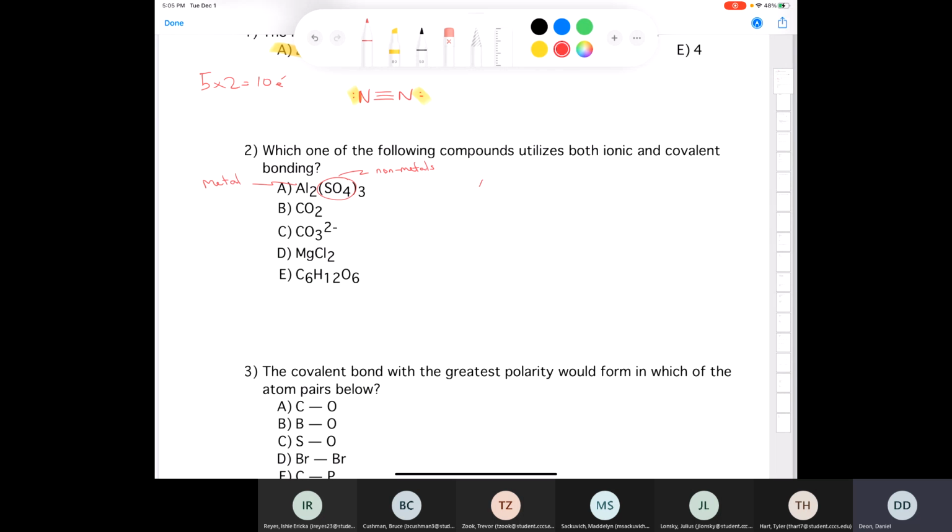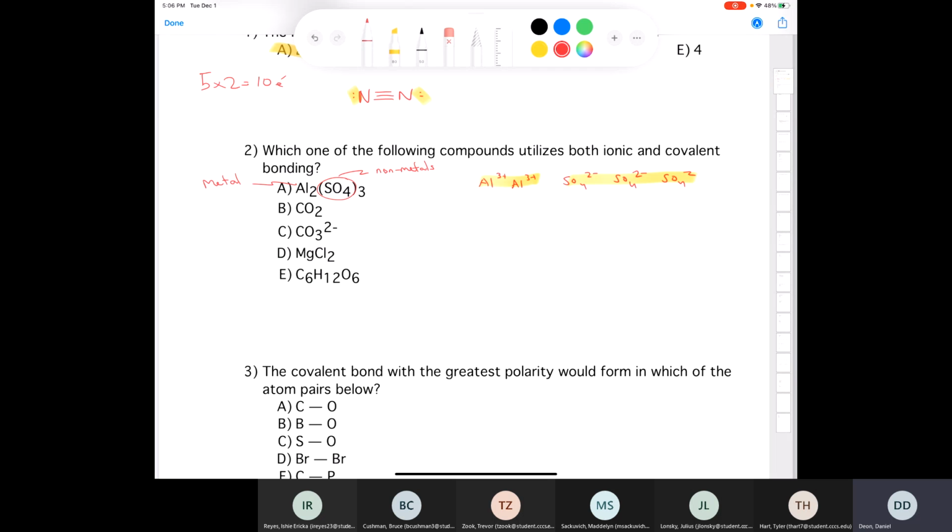So if we think about this, we're going to have the aluminum ion. We're going to have 2 of these. These are aluminum 3+, right? Aluminum is always 3+. And then we have 3 sulfates. It's SO4 2-, SO4 2-, and SO4 2-, like that. And so since, again, we have metals and nonmetals interacting via their charges, that means that this compound has ionic bonding, doesn't it?